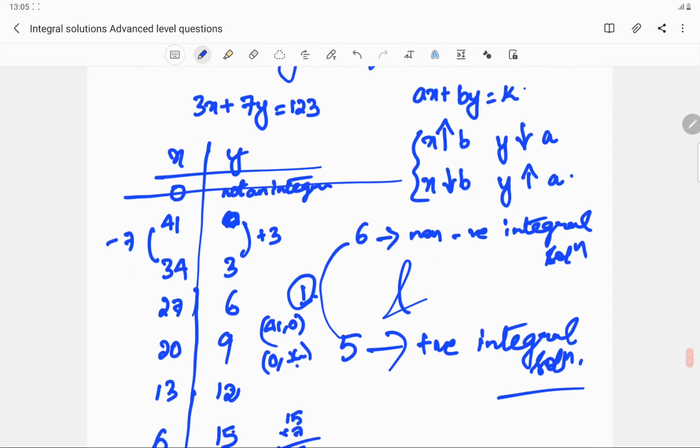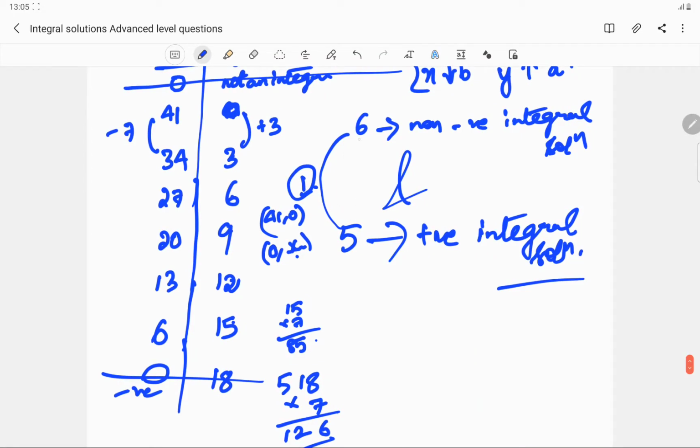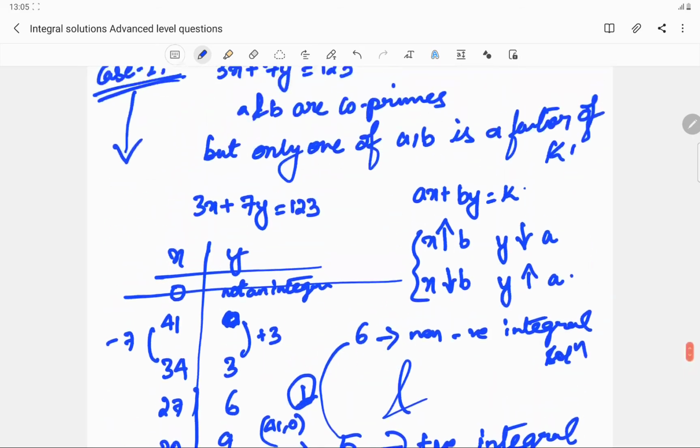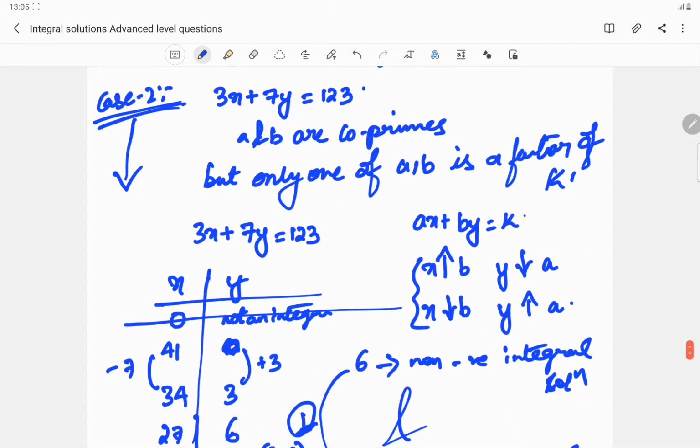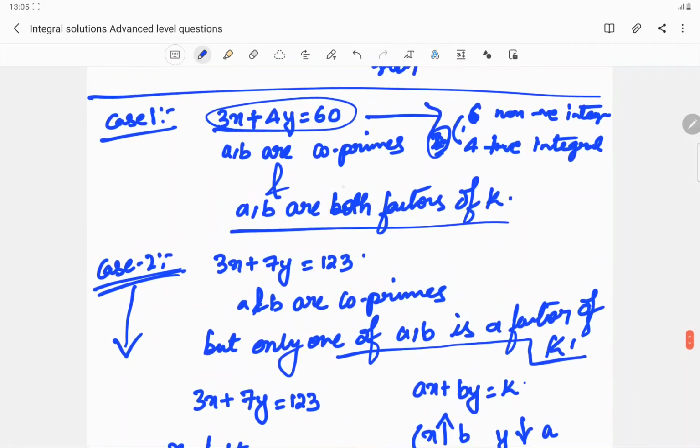That is the reason why the difference between these two, that is the 6 non-negative integral solutions and the 5 positive integral solutions, is 1. This is the difference between the equation in case 1 and the equation in case 2. Why is this difference coming? Because only one of a comma b is a factor of k in case 2. In case 1 both are factors of k. So that is the reason for the difference.